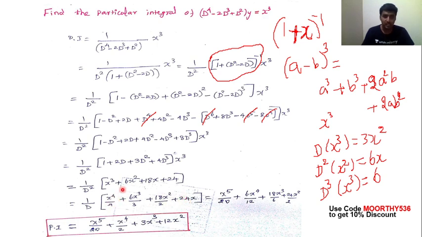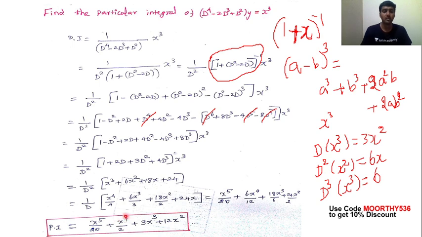x power 4 integrating is x power 5 divided by 5, so 4 into 5, 20. Then x cube integration, x power 4 divided by 4, so 3 into 4 is equal to 12. Then x square integration equal to x cube divided by 3, so 2 into 3, 6. Then x integration, x square divided by 2. Okay, simplify this equation. x power 5 divided by 20 plus, cancel this 6 and 12, so 1 divided by 2.